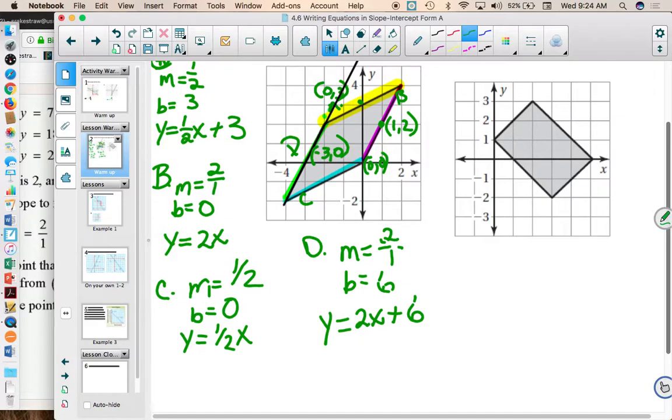Okay? Do you see how we're gonna write these though? Look at the next one. I want A, B, C, and D. Write the equations of those lines, A, B, C. You're writing them on your own.